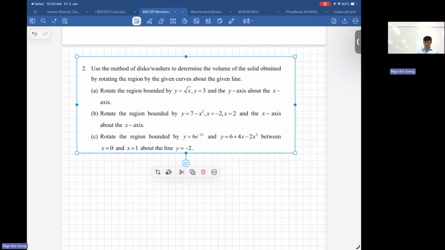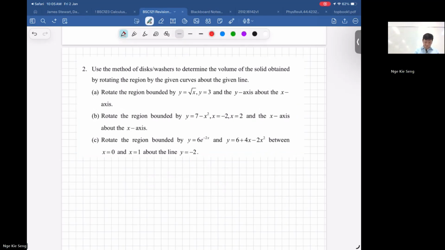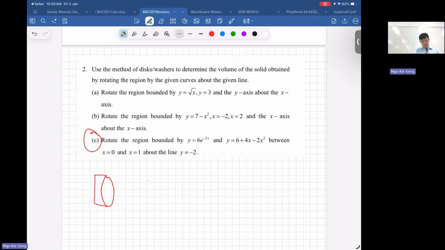Okay, using the disk method or the washer method, determine the volume of the solid obtained by rotating the region bounded by the given curves about the given line. So let's try and see. Do you still remember what the disk method means? So this looks like this. And then washer, how about washer?